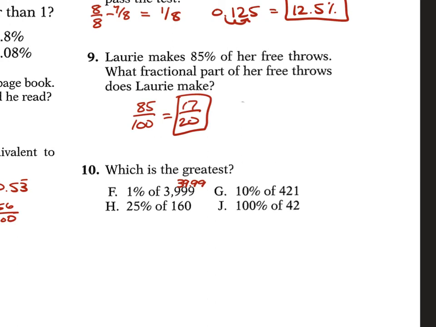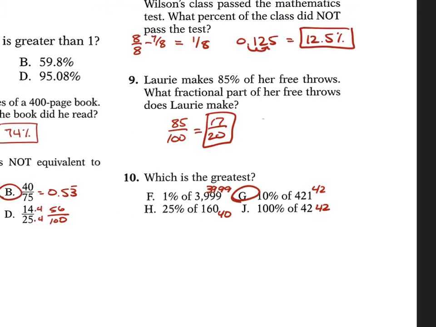G is 10% of 421, so that's 421 times 0.1, which is 42.1. 100% of 42 is 42. Oops, this should not have a percent sign on it. 25% of 160 is 160 divided by 4, so that's 40 as well. So the greatest is the 42, so that's G.